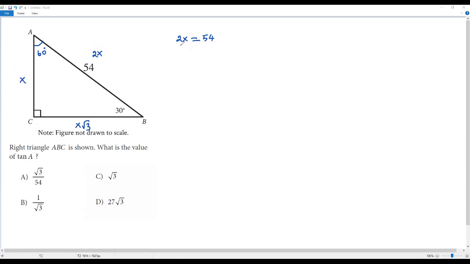Let's solve for x in this equation. Let me divide both sides of the equation by 2. Then this 2 will cancel out. I am getting x equals 54 divided by 2, which is 27. Okay, here I got the value of x. Let me replace x by 27. That is, the length of the shortest leg over here is 27. The length of the side BC is 27 times square root of 3.